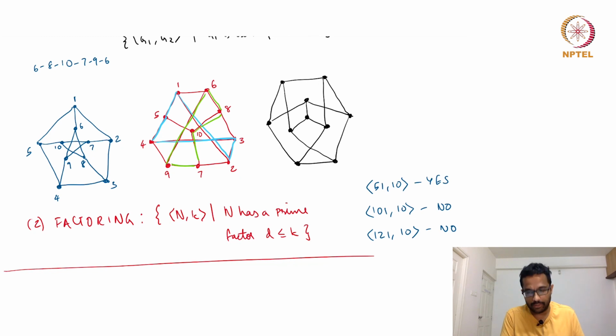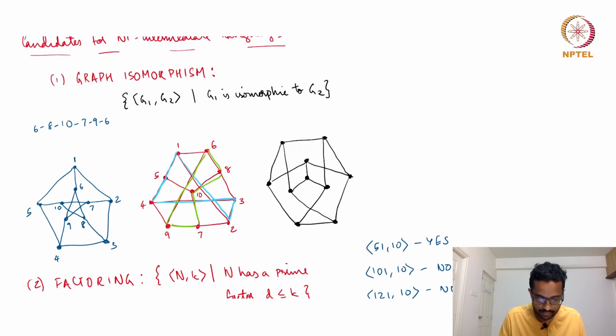Anyway, you can certainly decide this in polynomial time if you can factor in polynomial time, but we do not know how to factor in polynomial time. So this is also a problem in NP, but we do not know a polynomial time algorithm. Also, it is not believed to be NP complete.